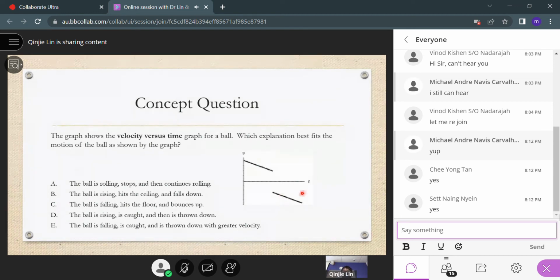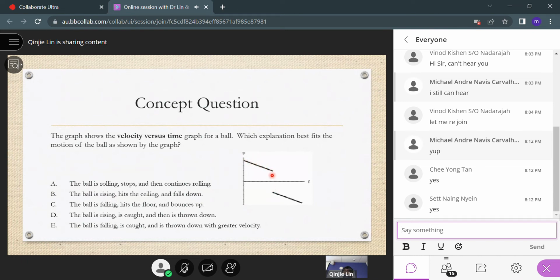Okay, so the correct answer is B. B for boy. The ball is rising, hits the ceiling, and falls down. So why? You see, the ball is rising, right? When you throw a ball up, what will happen? It will slow down, correct? So velocity will decrease. So it fits the description, right?